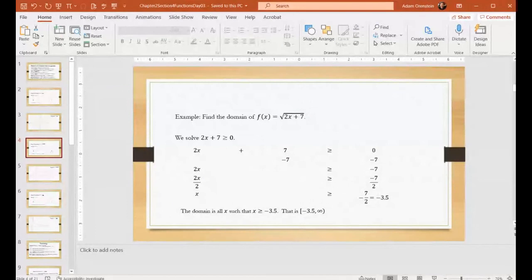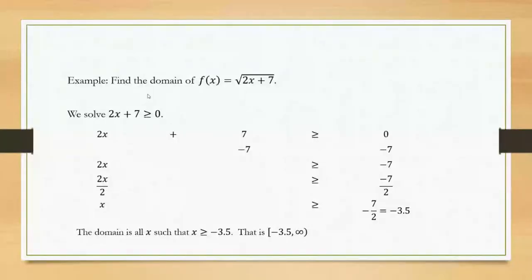All right, awesome. So here's our next example, right? What we want to do now is get the domain of this thing. We have a square root, right? So here we want to know when the radicand, the 2x plus 7, right? The radicand is what's under the square root, when that is non-negative.